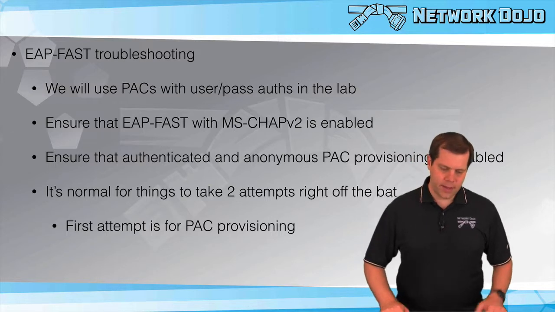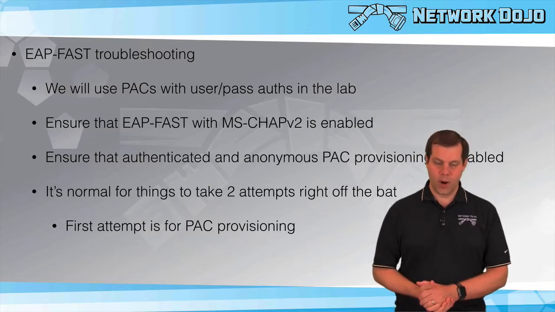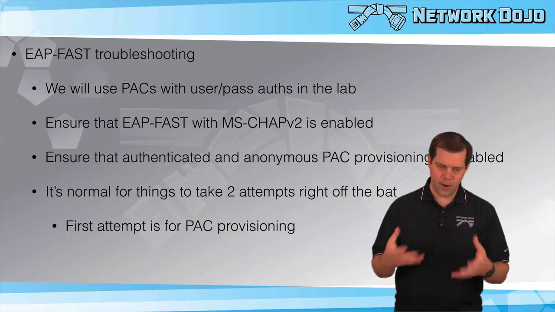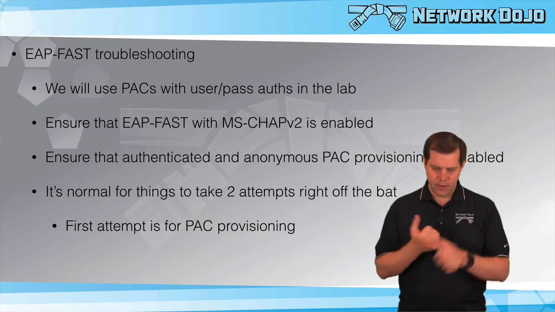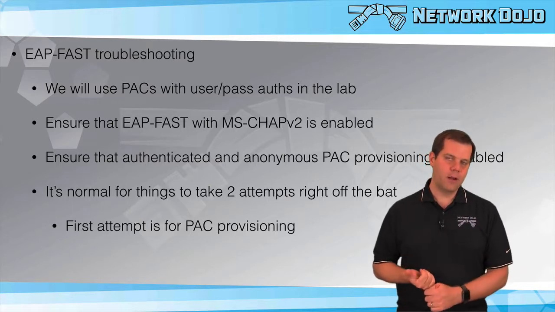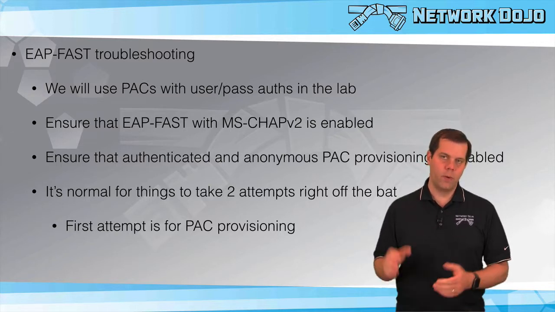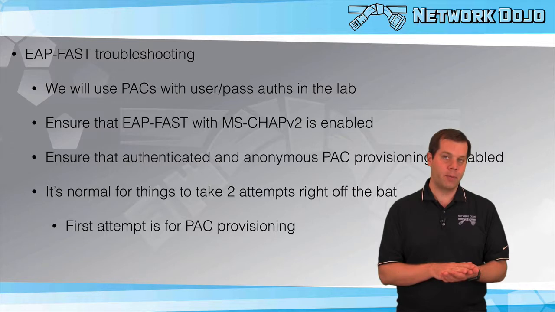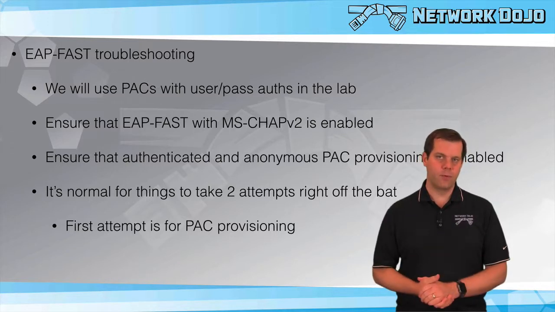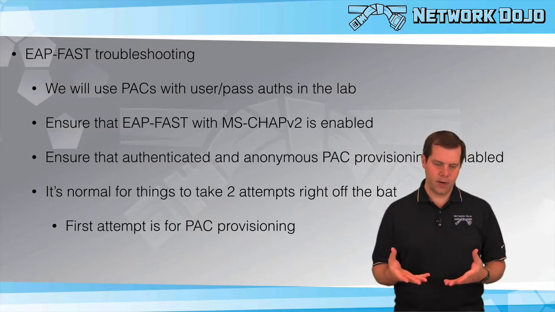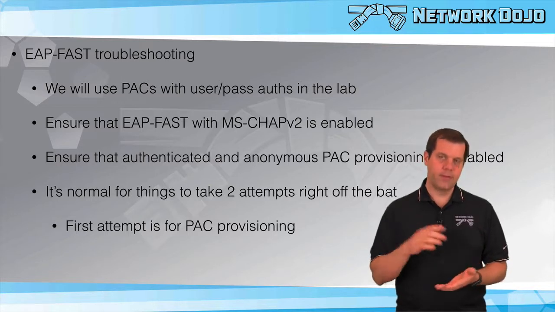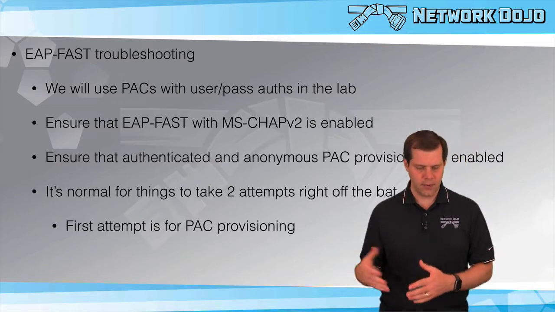And you might see that things take a couple of attempts right off the bat, because the first part of EAP-FAST is the client checking: do I have a PAC provisioned from this RADIUS server? If the answer is no, we do PAC provisioning, and at the end of the PAC provisioning process, it's an access reject, so it kicks us off the network. Then we re-auth, this time with the PAC, we complete the authentication, and we're up.